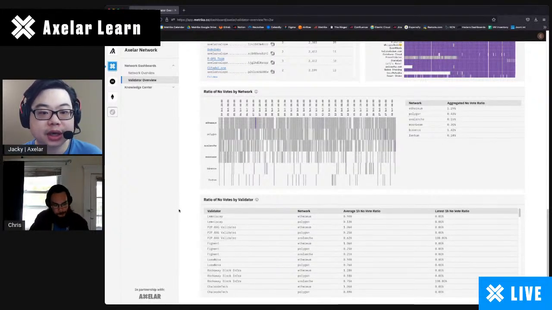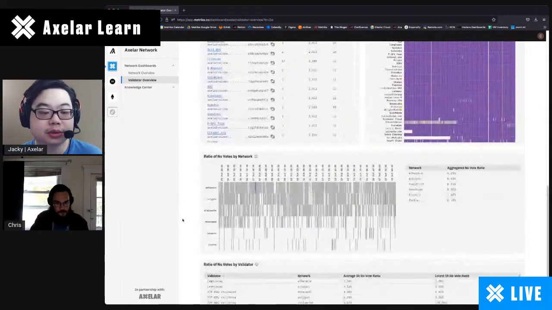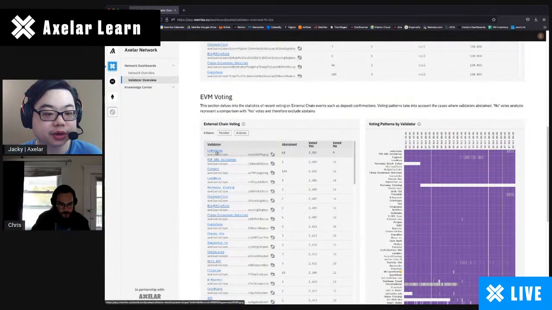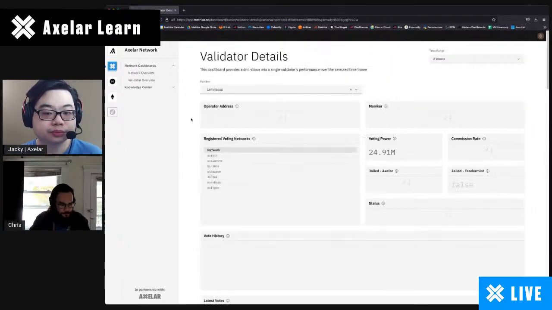Okay, so Chris, now maybe we can move and do a quick deep dive on the validator drill down. So the Metrika dashboard I know has the ability to look into specific details for any given validator, right? Yeah, that's right. And you can do that by clicking on a validator's name, which is highlighted by the blue text here.